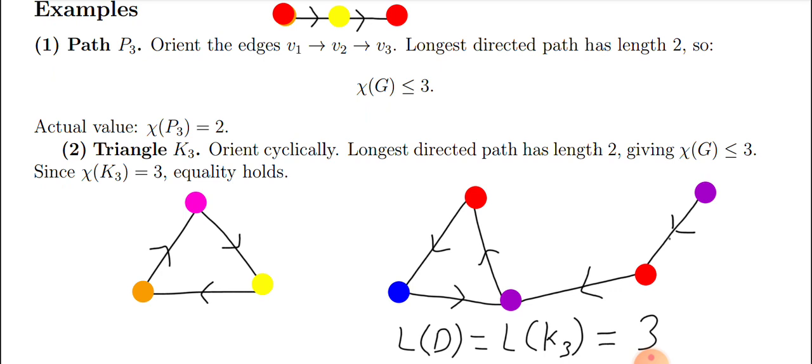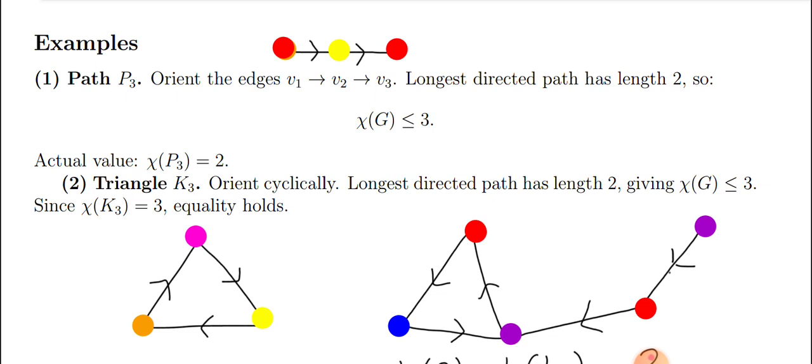Exactly. Now, what about our simple path, P3? We know P3 is a straight line, v1 to v2 to v3. The longest path is length 2. So the bound says less than or equal to 1 plus 2 equals 3. That's true, but it's loose. The theorem promises us a better orientation, an orientation where the longest path is only length 1.